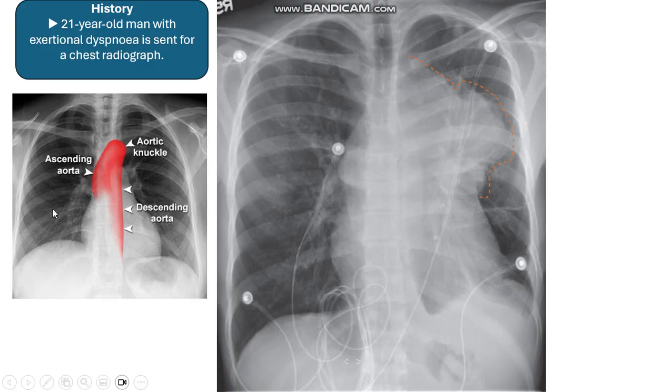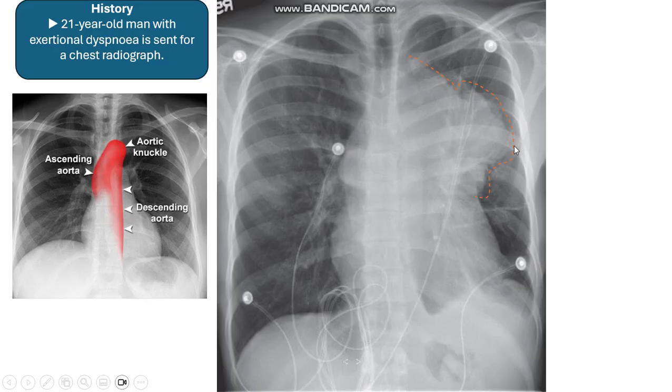So this is the normal chest X-ray. This is the ascending aorta, and this is the aortic knuckle or aortic arch. This is the aortopulmonary window. Here is the aortopulmonary window, and this is the descending aorta.